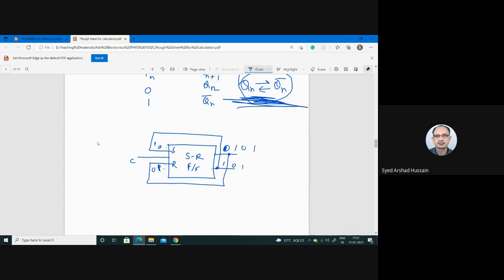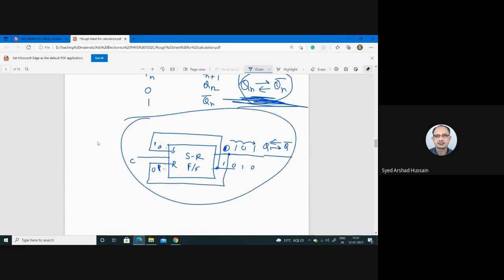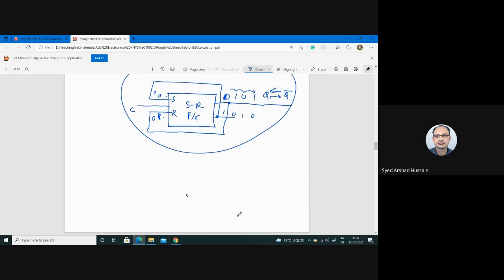So like this it will go on toggling. 0 to 1, 1 to 0, 0 to 1, like this. So Q to Q bar continuously. So this is a toggling switch using SR flip-flop. You can have a toggling function using SR flip-flop also.